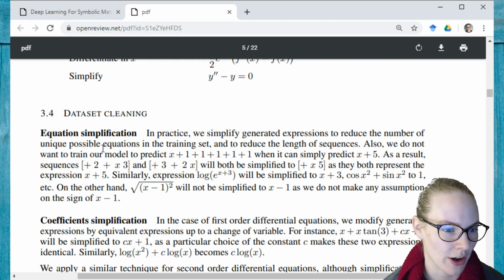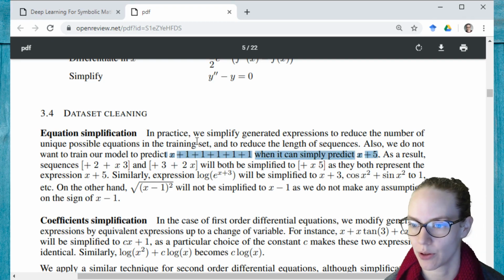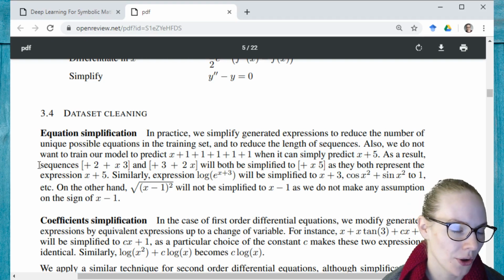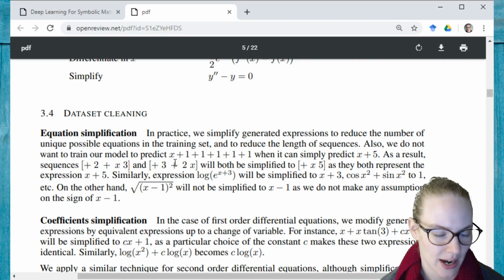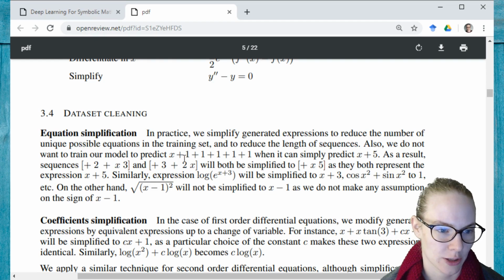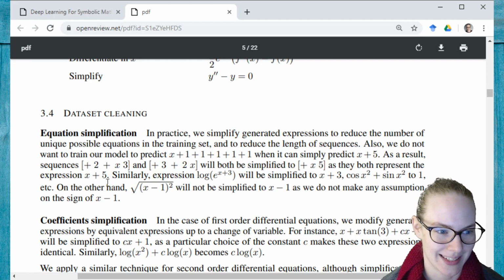Also, we do not want to train our model to predict x plus 1 plus 1 plus 1 plus 1 when it can simply predict x plus 5, so the simplest possible equation given the inputs. As a result, the sequences x plus 2 plus 3, x plus 3 plus 2, and plus 3 plus 2x will both be simplified to x plus 5. So here you would say x plus 2 plus 3, x plus 3 plus 2, and simplifying those down to x plus 5, which would be equivalent in both cases, as they both represent the expression x plus 5.